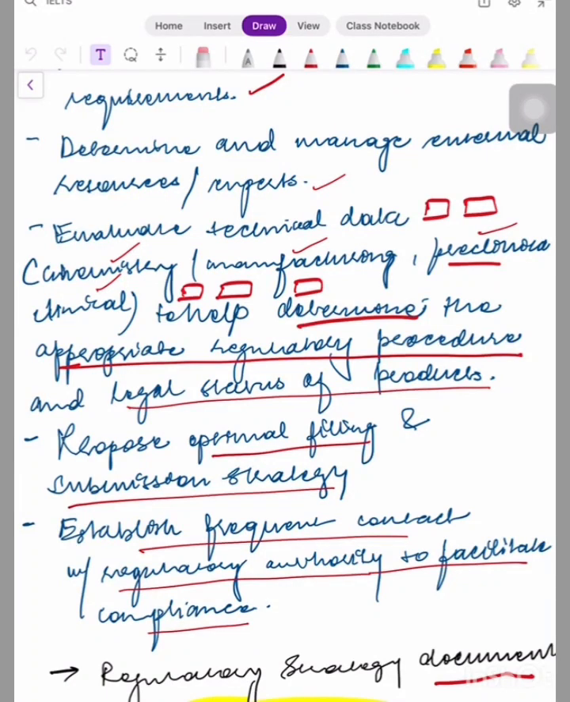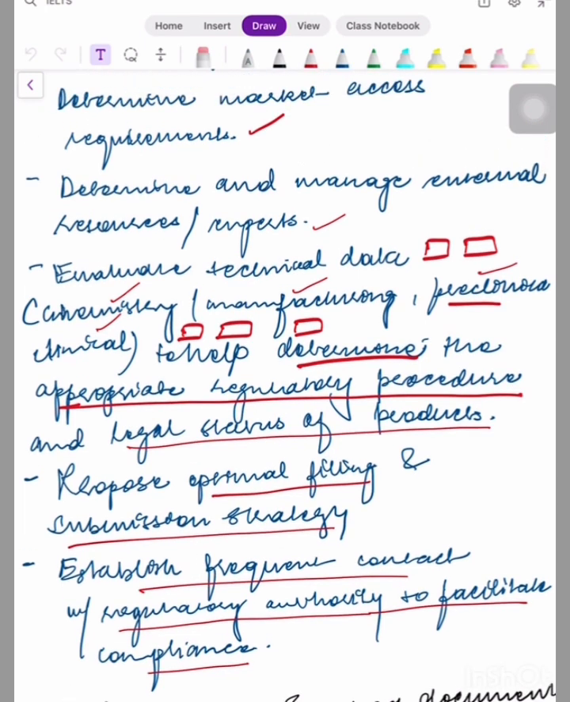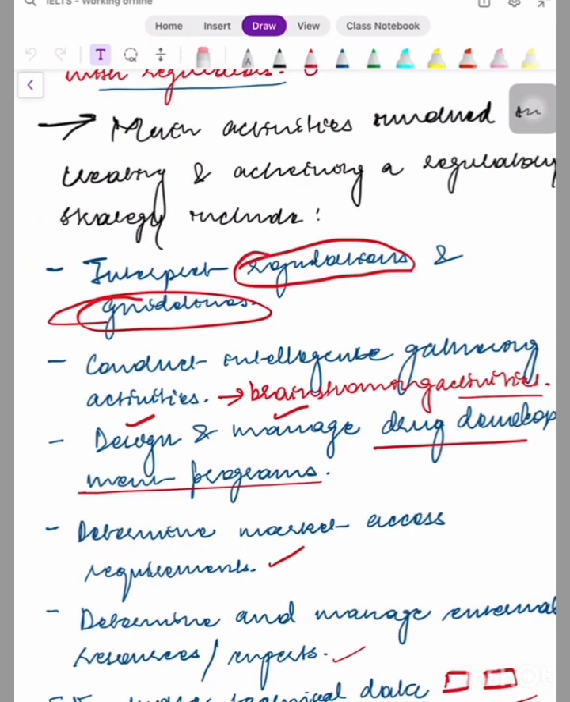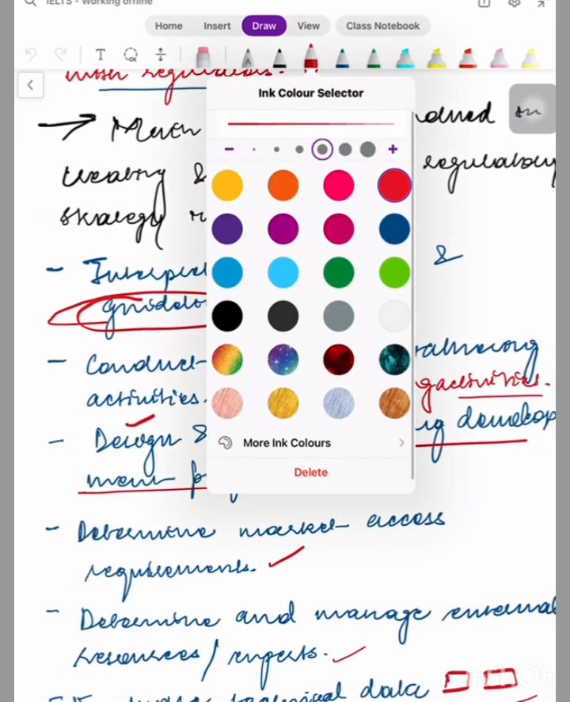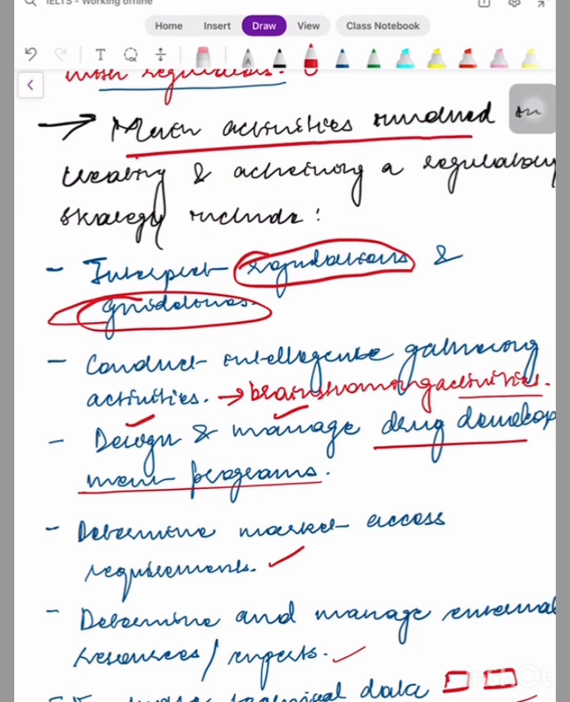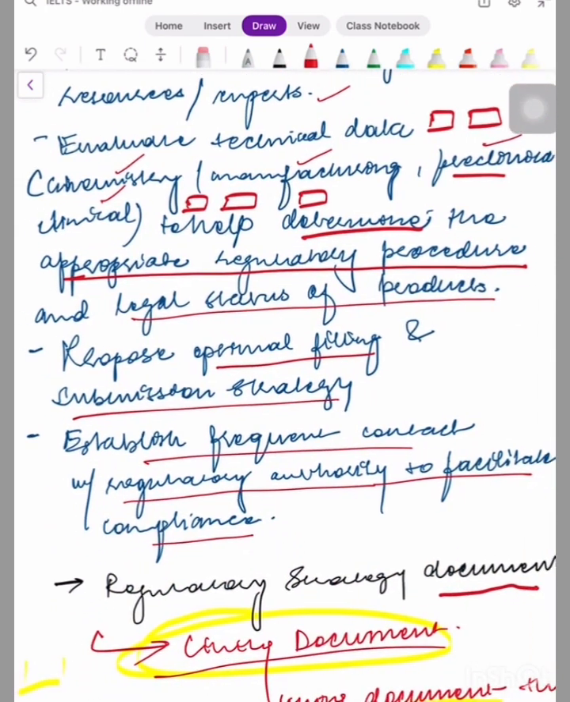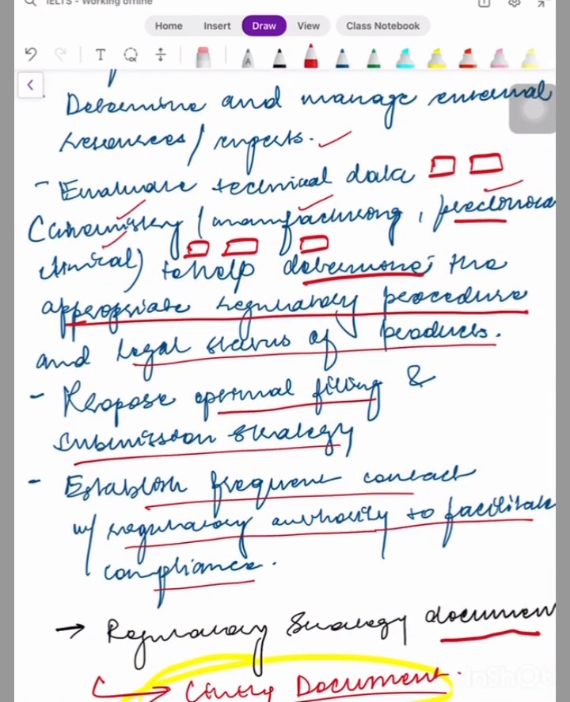So this video lecture is in relation with the previous video lecture about regulatory strategy. That was part 1. This is part 2. We left at this point, evaluate technical data, where we were reading about the main activities that are involved in creating and achieving a regulatory strategy. So one of those activities is to evaluate the technical data.